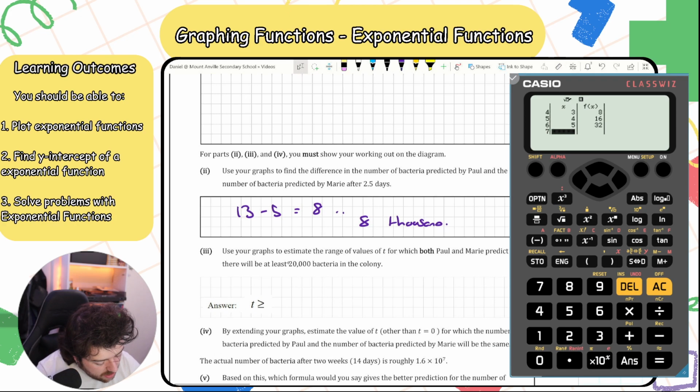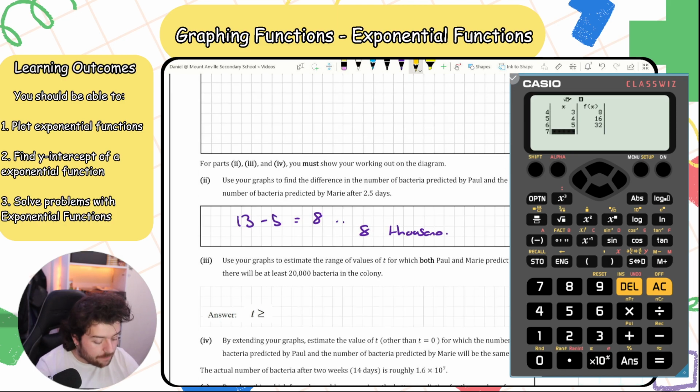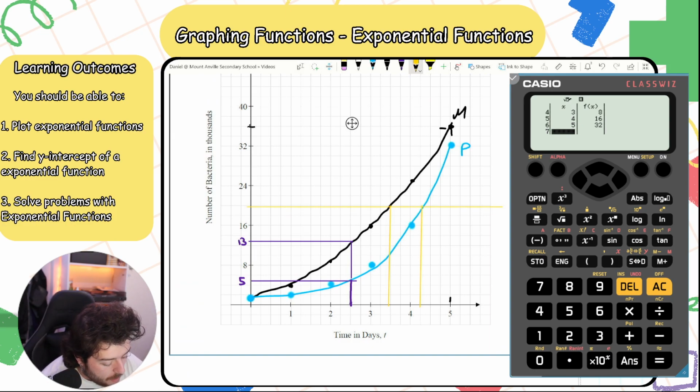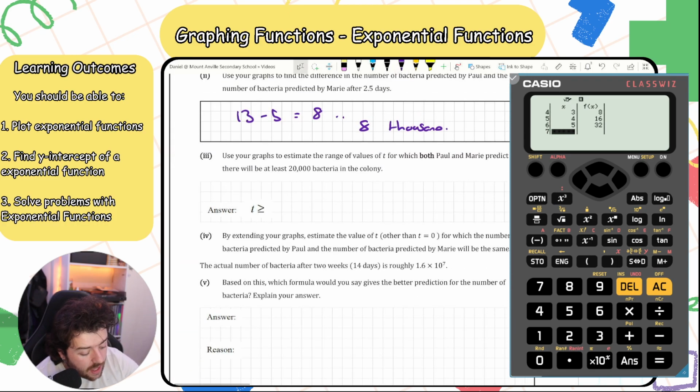But what's asked here is: use the graph to estimate the range of values for t for which both of them predict at least, so both of them will have more than 20,000 in their colony. So we have to pick a point where both of them will have more than 20,000 on the graph, and that would be 4.25, because if you look here, Marie reached 20,000 earlier, so we kind of have to wait for Paul. So we have to wait for Paul to get to 4.25 days, and then we can confidently say both colonies have 20,000 bacteria in them. So the answer is t is greater than 4.25.